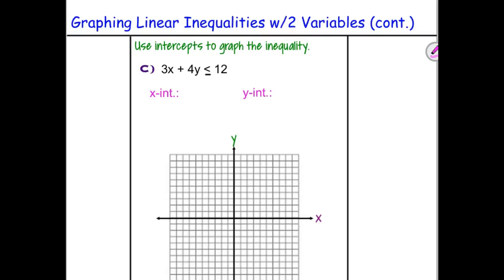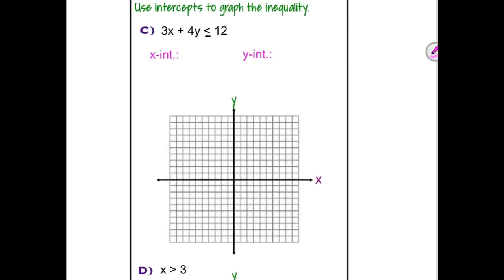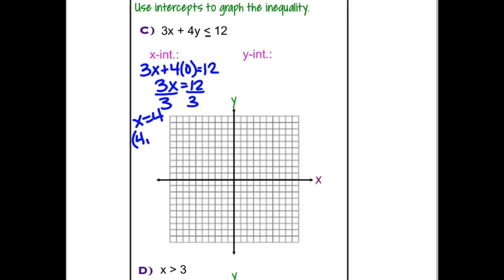Let's try another one. Here, I want you to be able to find intercepts. So we look here, and intercepts, remember to find the x-intercept, I'm going to put in 0 for y. So 3x plus 4 times 0. And for right now, I'm going to put an equal sign in, simply because we don't need to worry about the greater than or less than piece. 4 times 0 is 0. We get 3x equals 12. Divide by 3, and I get x equals 4, which means my x-intercept is 4, 0.